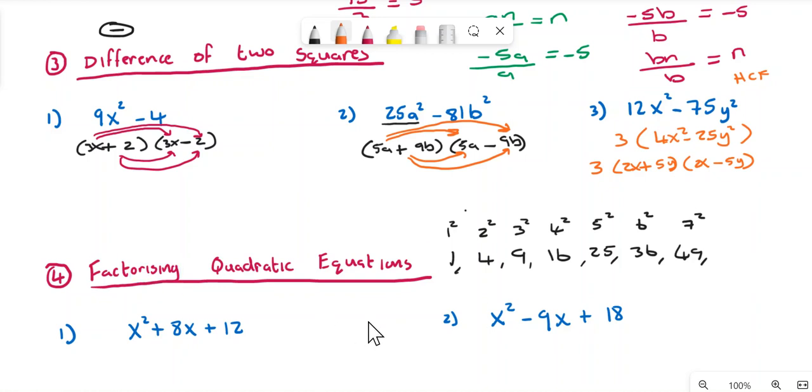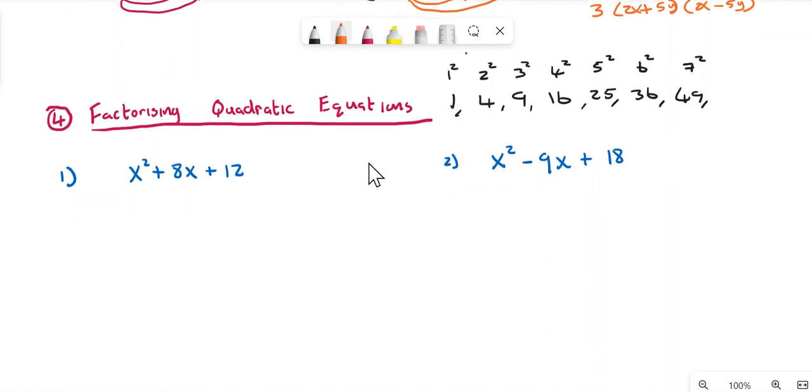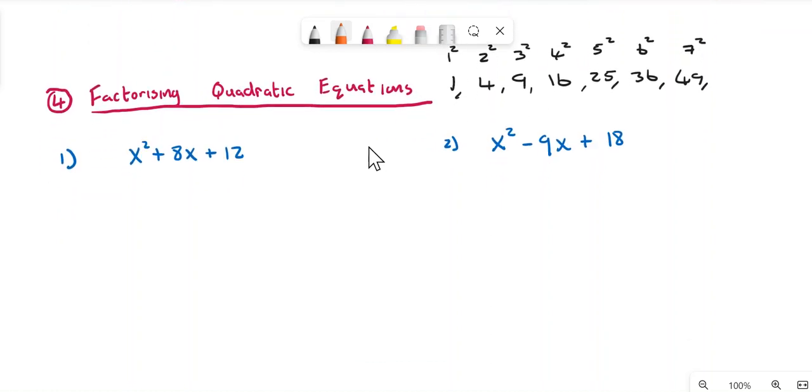So the next method of factorization we want to look at is factorizing quadratic equations. If we take this one here, this is what's known as a quadratic equation. The highest power on the variable is x to the power of 2. So this is what's known as a quadratic, and this is how we identify it. So we need to be able to factorize quadratics.